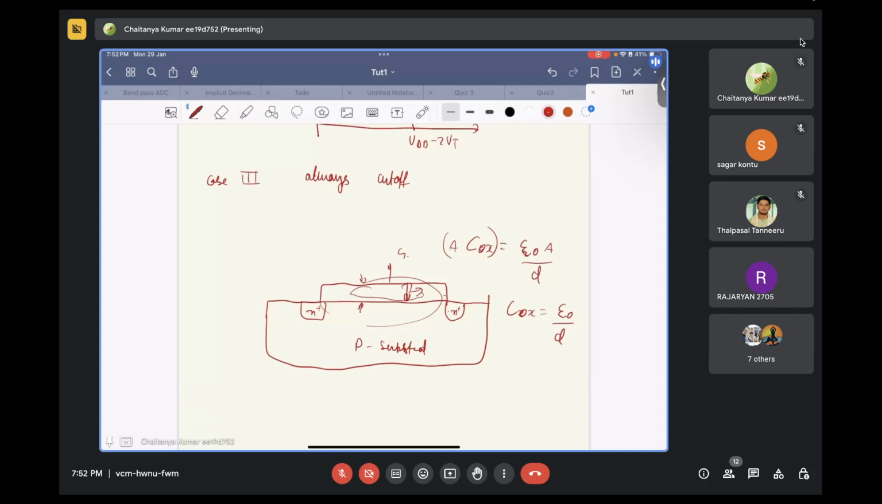So it's metal oxide semiconductor. It's a metal plate over here. Then there is an oxide. Then there is semiconductor. So it depends on the thickness of the oxide that you are putting and the permittivity of this oxide. That is the epsilon. Is it clear? Yes, sir.